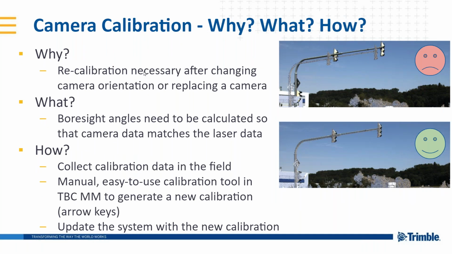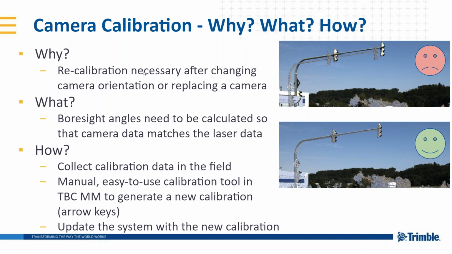Camera calibration, why, what, and how. So why do we have to recalibrate, the same way as with the lasers, if you're changing the camera orientation or replacing a camera? Same thing: like the lasers, the side-looking cameras can be changed in their orientation. Then this camera calibration is necessary, which calculates the bore side angles so the camera data matches the laser data, which you can see on the right side.